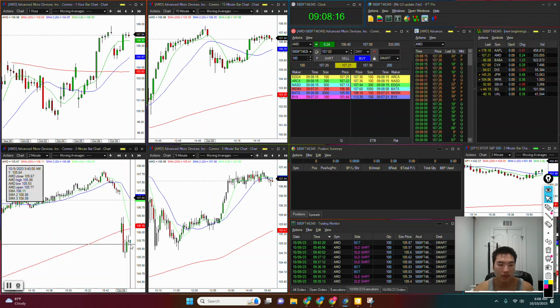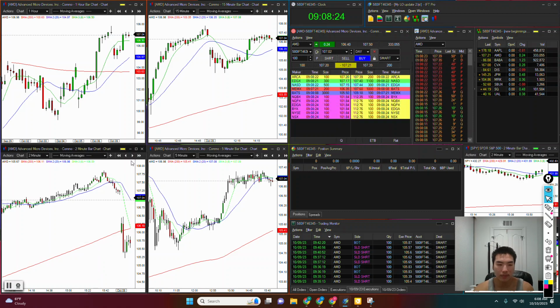And then boom, gives me an actual confirmation bar of the color change. So I'm thinking, let's go, it's finally gonna go. I was wrong. So I went about 2 lots here.